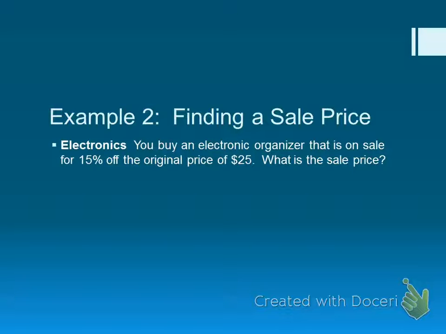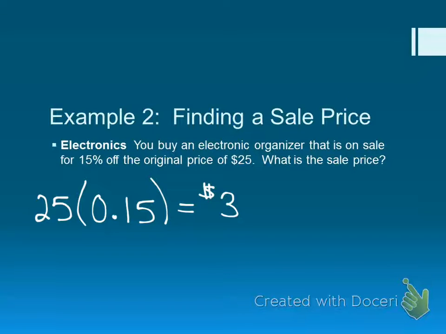Just like in example 1, I take the original amount and I'm going to multiply it by the decimal version of my percentage to figure out how much money is 15% of 25. Okay, so what is 15% as a decimal? 0.15. Very good. All right, and I multiply that, 25 times 0.15 is how much money? $3.75. But I'm not done.